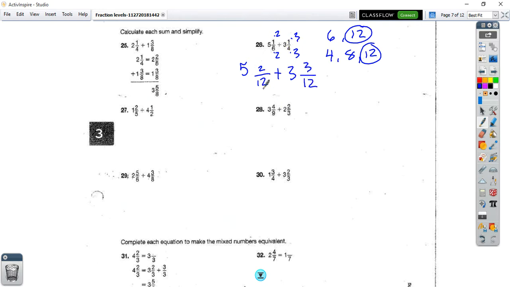So now I can add my fractions and add my whole numbers. I can go ahead and do that in red here. That's my whole numbers. And so when I add these, I'm going to end up with a whole number. I'll end up with my whole 5 plus 3 is going to be 8. And my fractions is 2 twelfths plus 3 twelfths is 5 twelfths. So my answer is 8 and 5 twelfths. That's the whole answer.